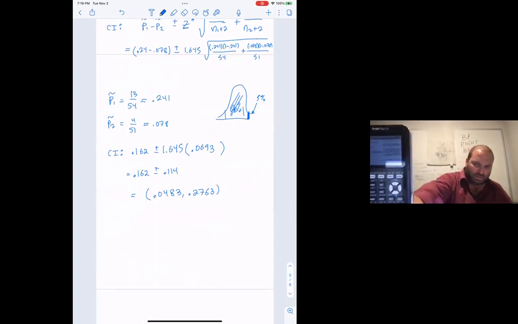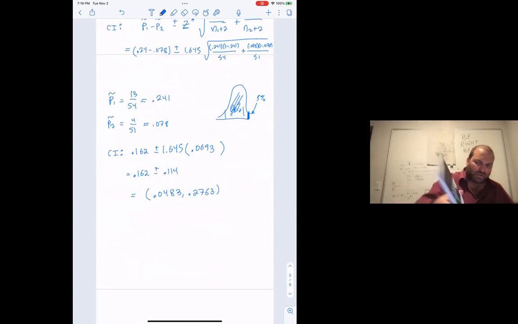Now, for now, let's use the calculator. Let's go to stat. Tests. Let's go down to the 2-proportion z-interval. What is my x1 going to be?